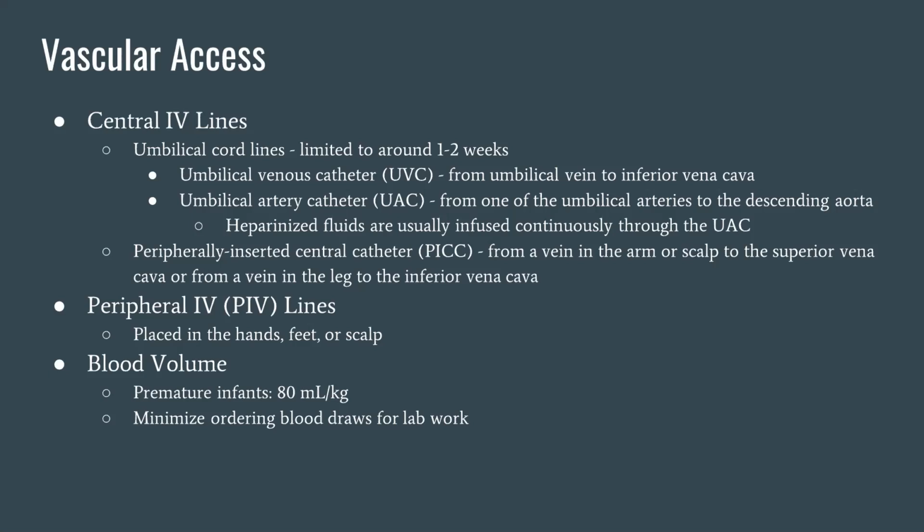Blood volume is another thing to take into consideration with NICU babies, especially premature infants. Premature infants have an average of 80 milliliters per kilogram of blood. So that's a very small amount, especially in these babies that may weigh less than a kilogram. So we want to minimize drawing blood if we can.